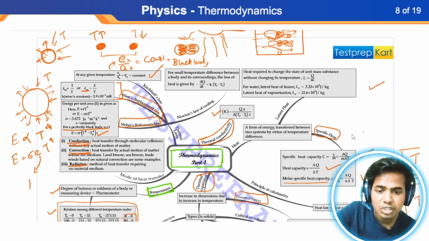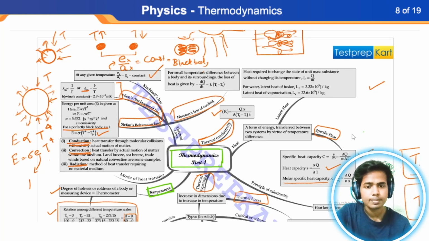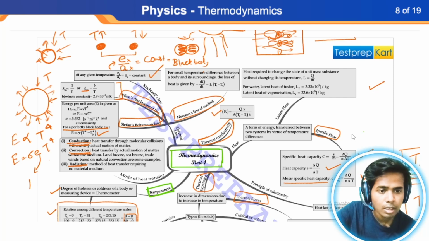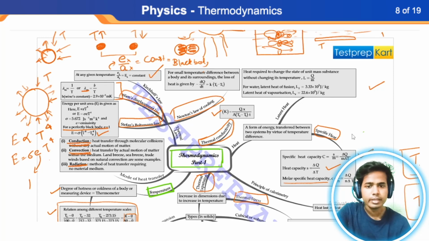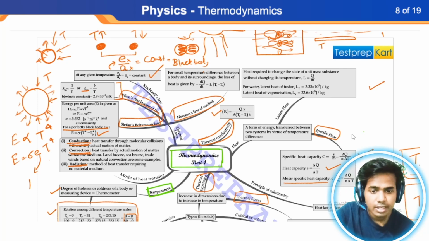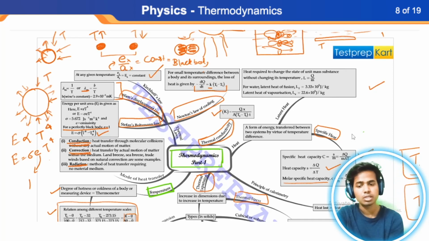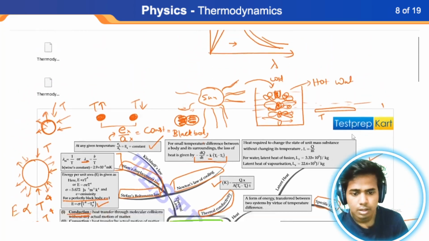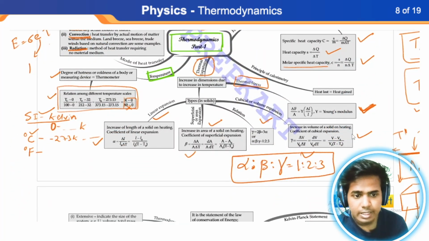And this is Newton's law of cooling, which tells you that if you have an object at a temperature T and the temperature of the surrounding is T dash, then the rate of change of heat transfer will be directly proportional to the change in temperature, which is this, with a constant K. This is basically Newton's law of cooling. So I think we are done with this slide.